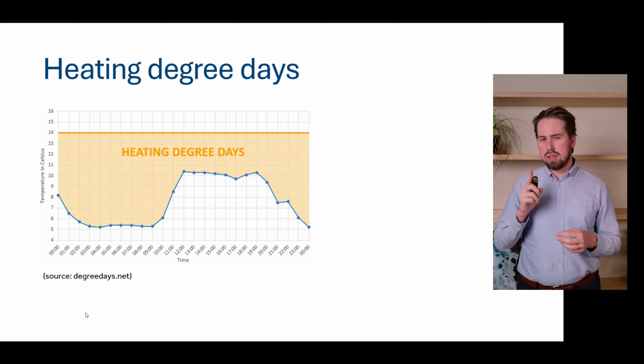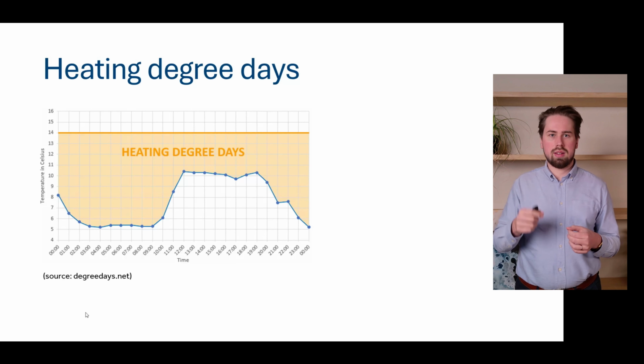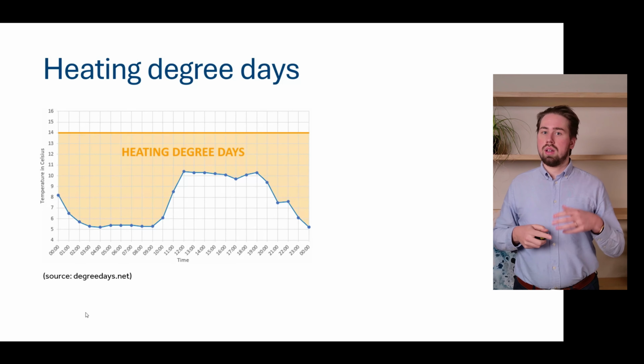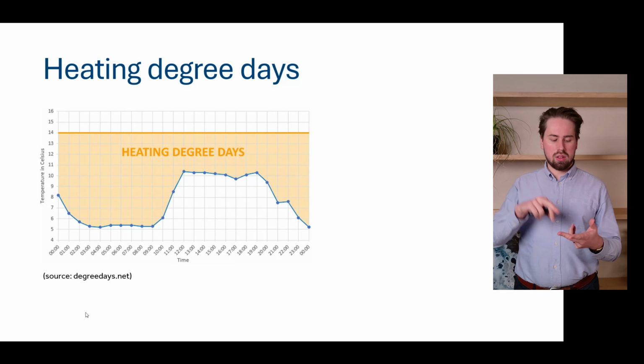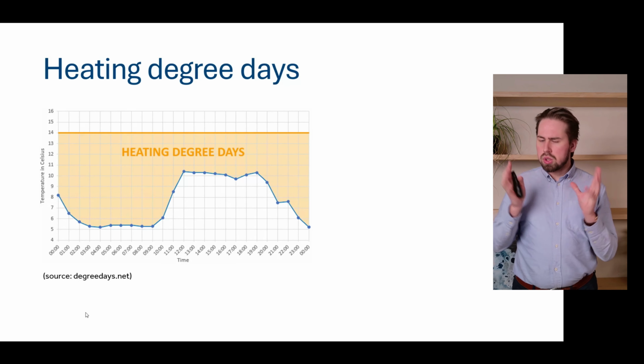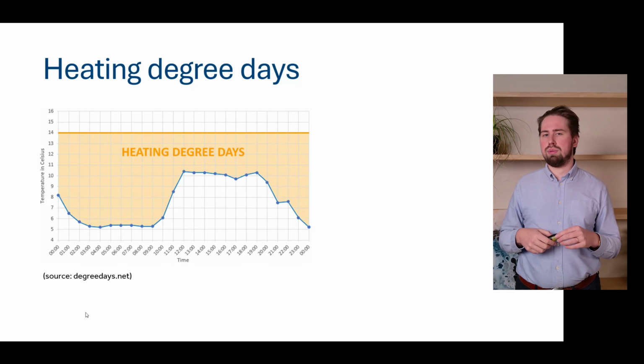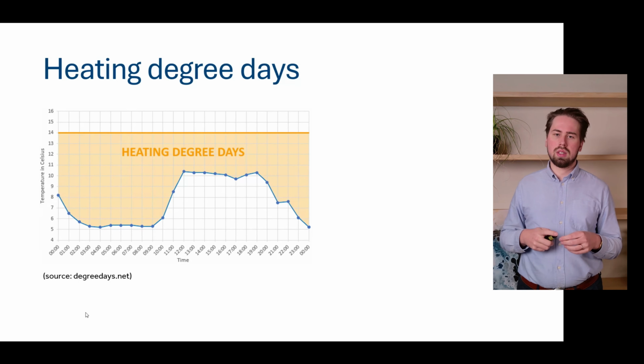Now, what is important is this 14 degrees. It's not the threshold on your thermostat in your building. It's a theoretical value that also takes into account building insulation, occupancy, internal gains, etc. But just to give you an idea how this can be done, typically it's 15.5, I believe, in Europe.